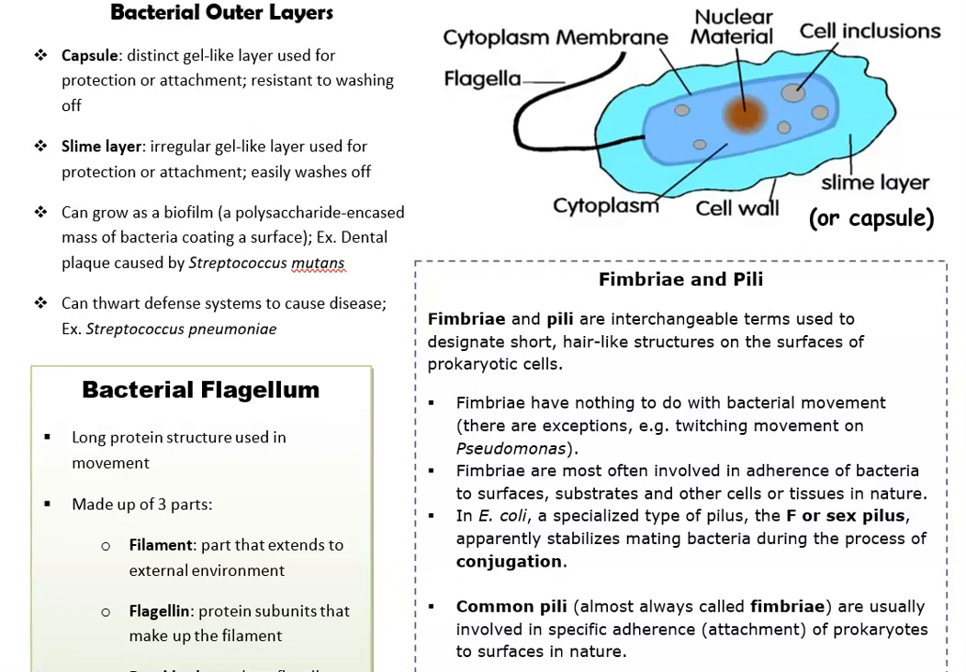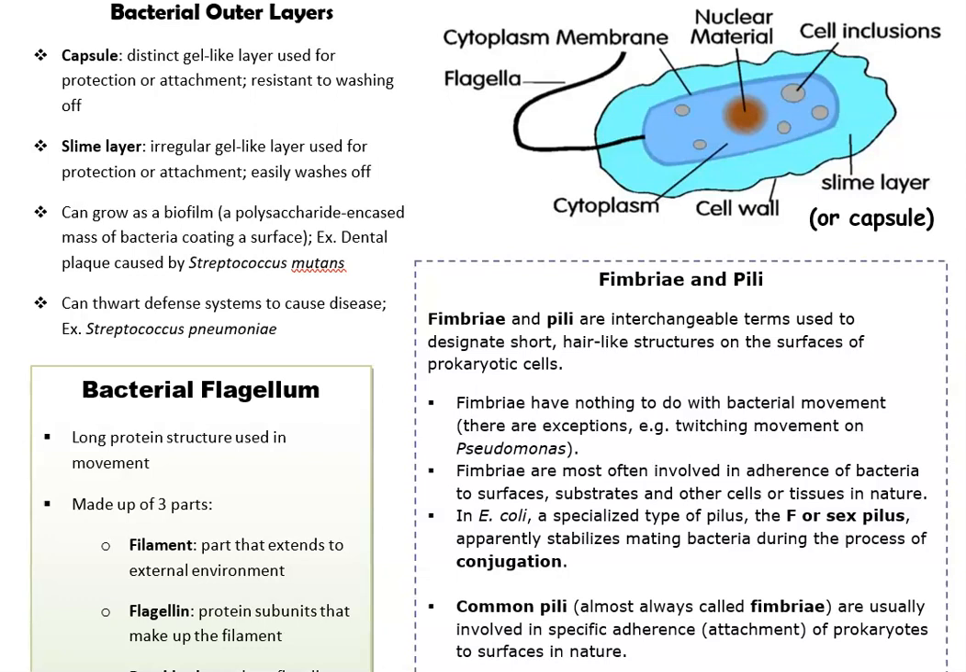For example, dental plaque is caused by Streptococcus mutans, and it's called a biofilm because it's biological organisms, right? It's all of the bacterial cells that are growing together as one film on a surface, which would be your teeth. By having these defense systems, the bacterial cells can cause disease, like Streptococcus pneumoniae, which gives you pneumonia.